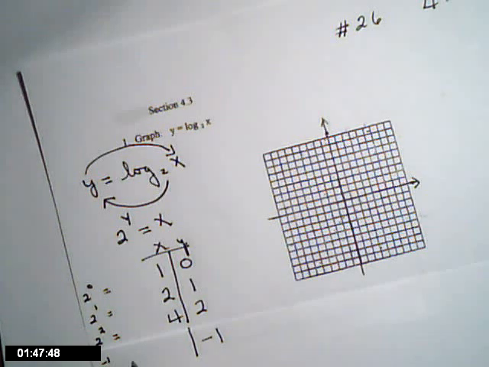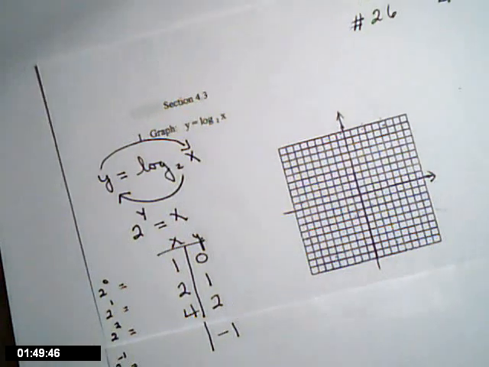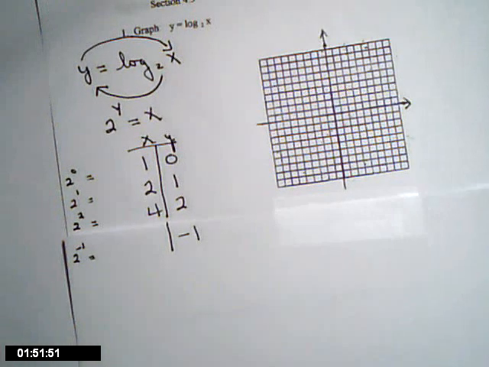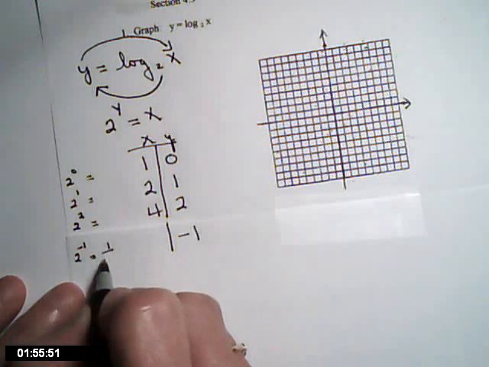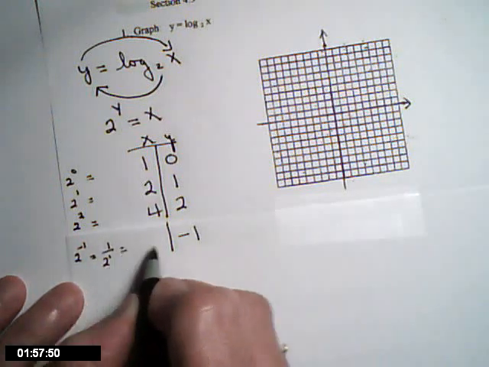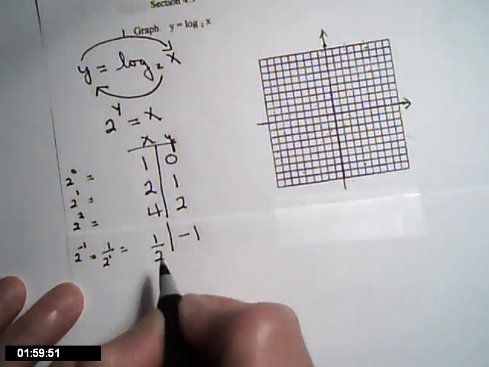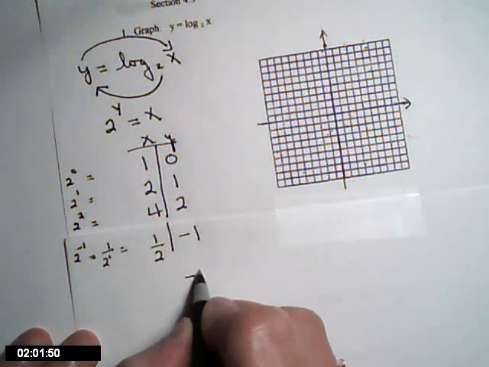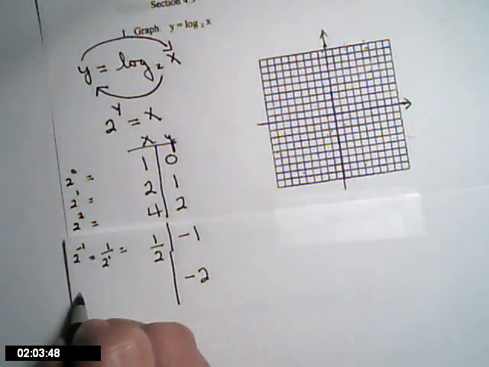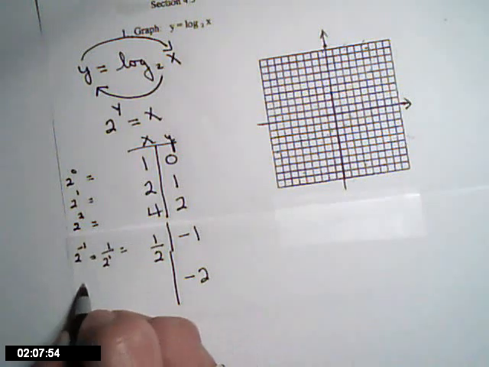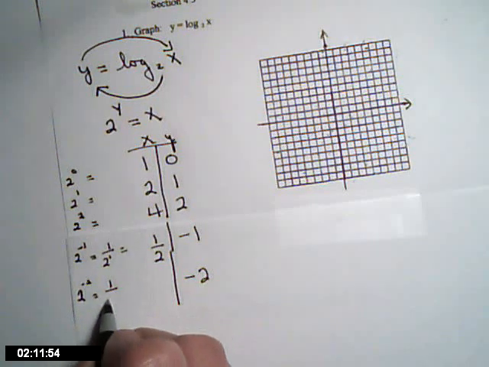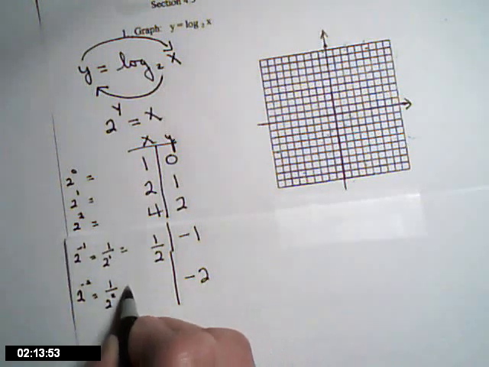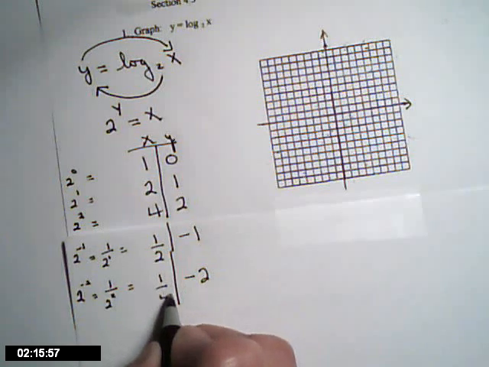Now remember, to change a negative exponent to a positive, you're going to change positions. So that would be 1 over 2 to the first, or 1 over 2. One more. Let's try -2. That would be 2 raised to the -2. Now if you change positions, that's 1 over 2 to the +2, which is 1 over 4.